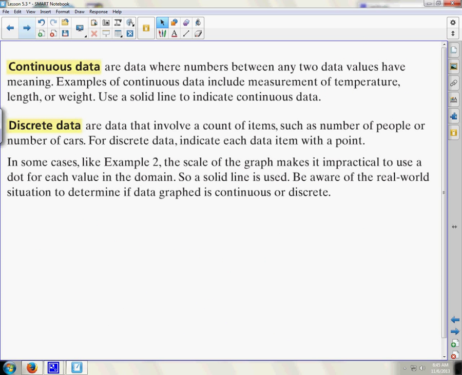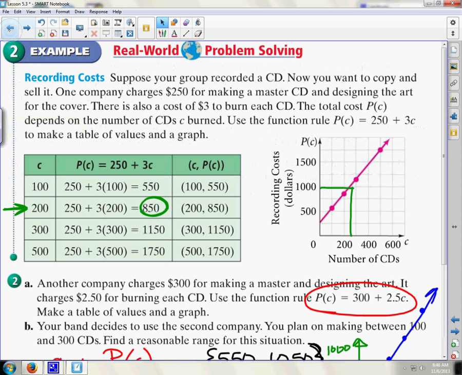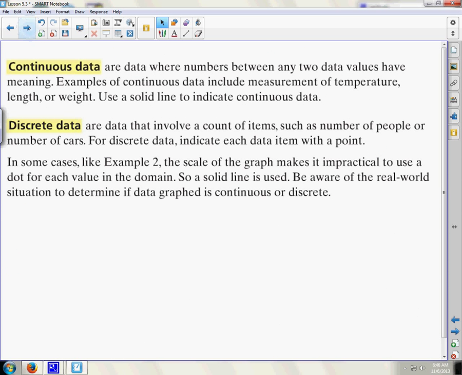All right, so here's two keywords, continuous data and discrete data. Continuous data is data where numbers between any two data values have meaning. Examples of continuous data include measurement of temperature, length, or weight. Use a solid line to indicate continuous data. So like back here, these would be continuous data because it's dollar amounts. So the number of CDs you choose, if I want to make 225 CDs, then it would be on there.